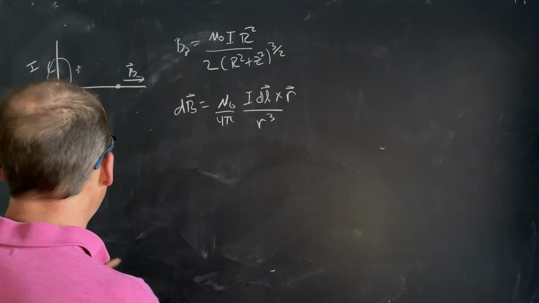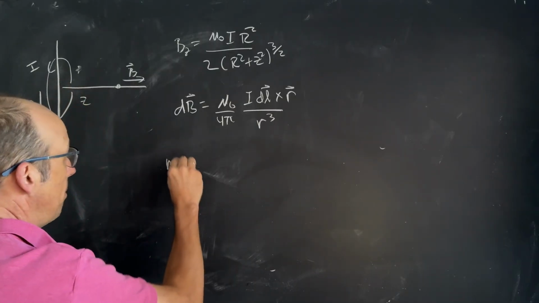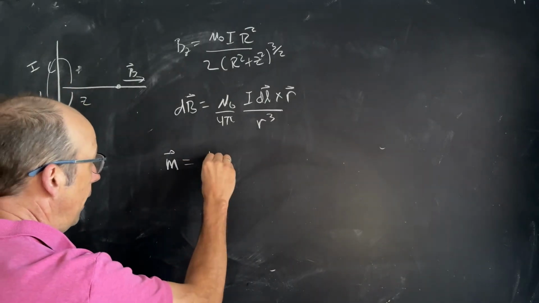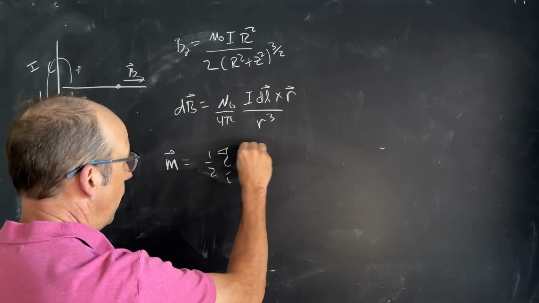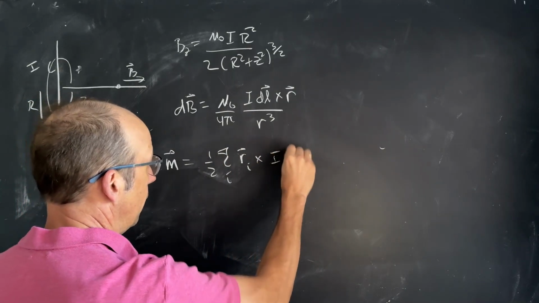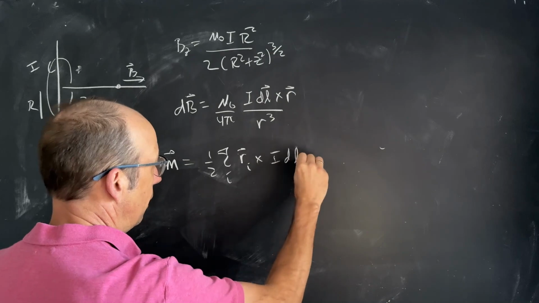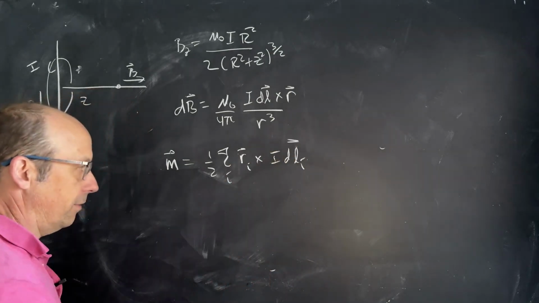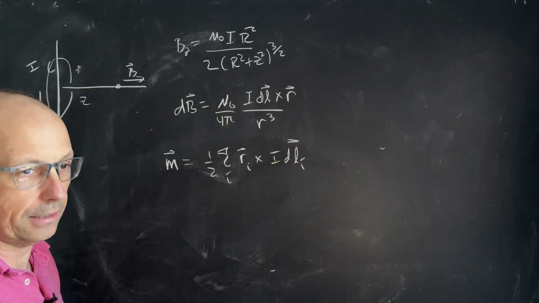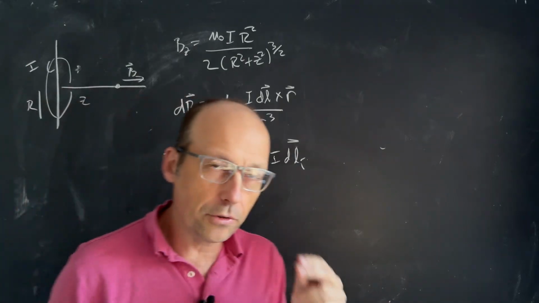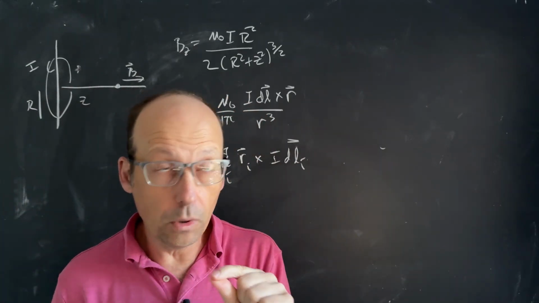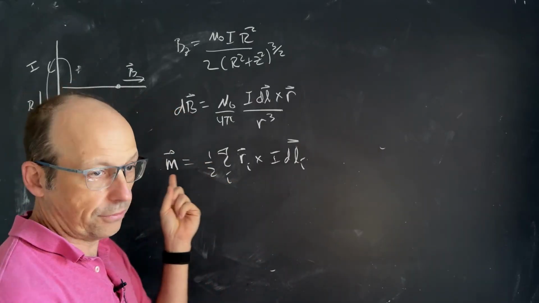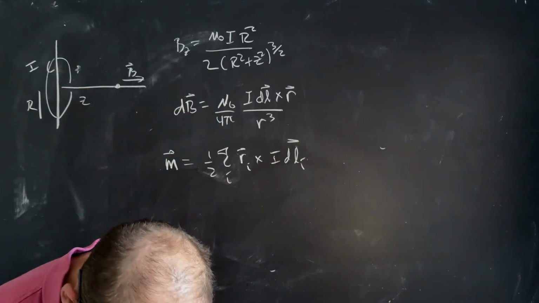So we can calculate the magnetic dipole moment M as 1/2 the sum over i of Ri cross I dLi. That looks dumb because I used a derivative there. I guess it should be delta L. That's very similar to how we calculate the electric dipole moment as a sum of R Q, but now we have to do the cross product.